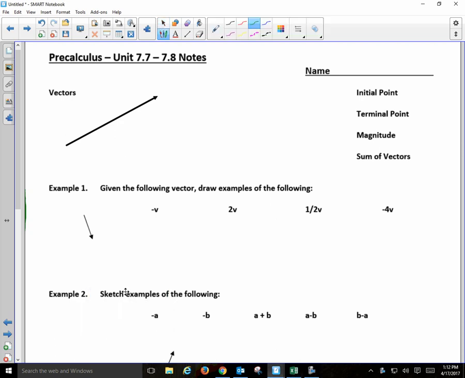Okay, so here we have it. We have a vector. It has an initial point, we'll call it P, and a terminal point, we'll call it Q. A vector has direction, meaning that it takes off at a certain angle, theta, and it has what we call a beginning point and an ending point.